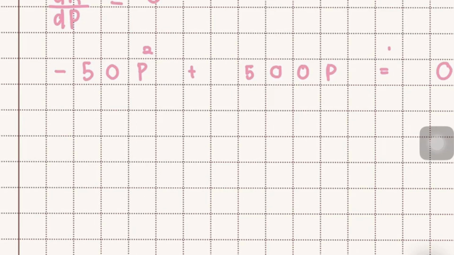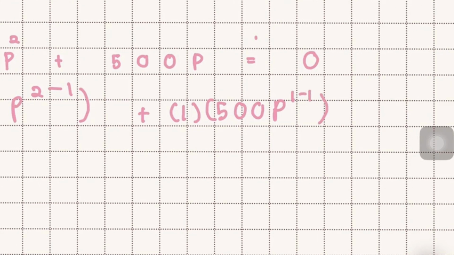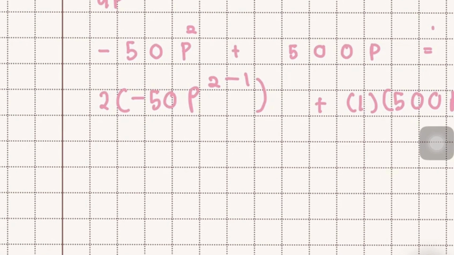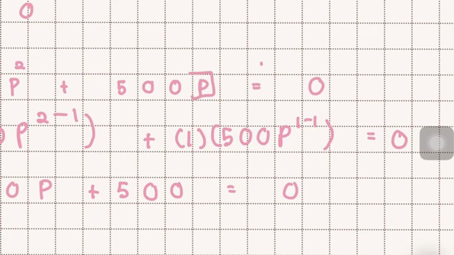So what we need to do is solve like we learned before. Bring the power to the front and multiply it, and the power is reduced by 1. So what we get here is negative 100p plus 500 equal to 0. For those who ask why the p is gone, we need to remember that anything to the power of 0 will equal 1.